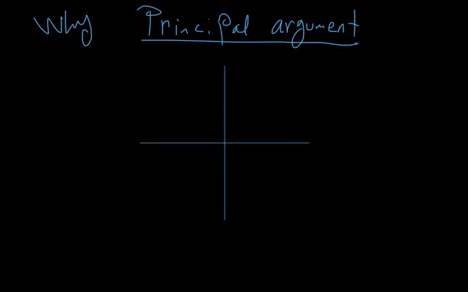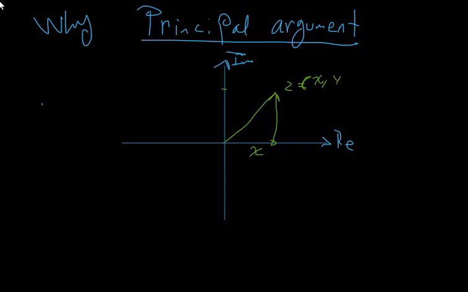So here are the coordinates. We have the real axis and the imaginary axis here. Look at this one. Assume we have a complex number which is x units away from the origin in the positive real axis, and y units in the direction of the positive imaginary axis. So this is the position of that complex number, which is x plus yi.